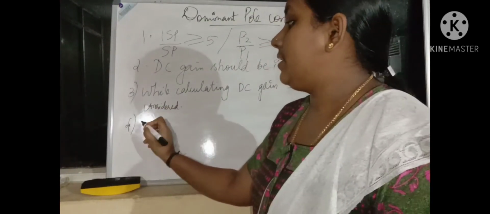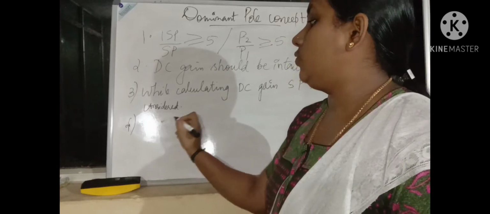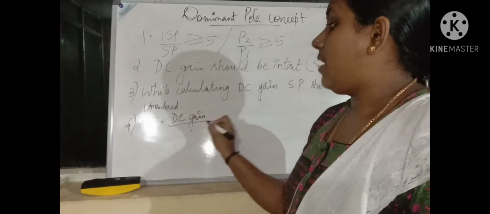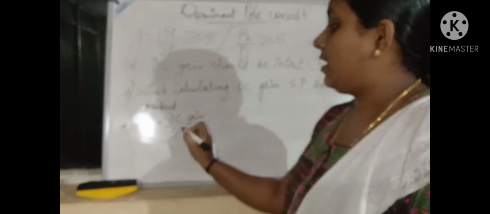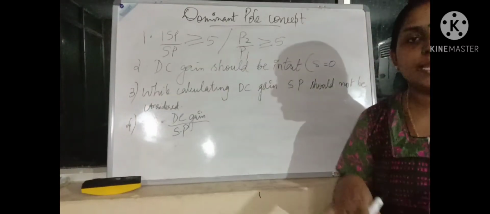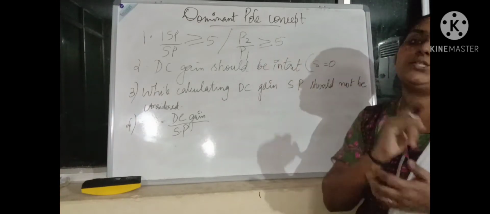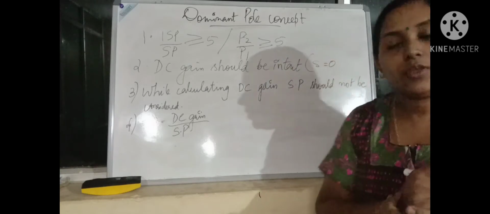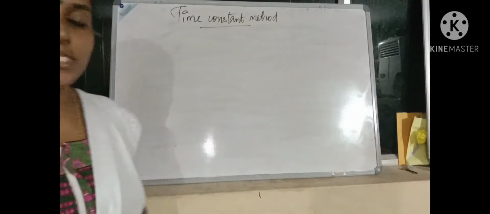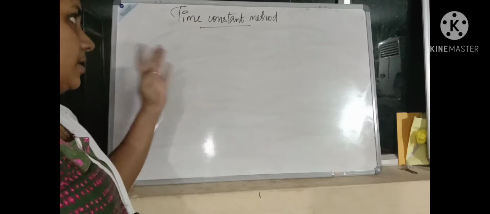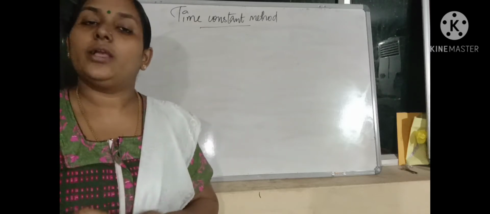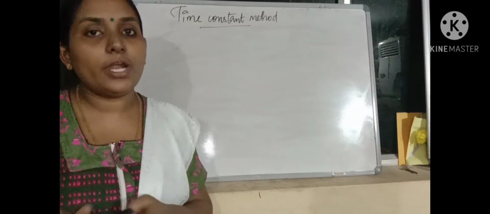And finally, the transfer function will be equal to DC gain by significant pole. Okay, all clear? These are the points to remember while doing this dominant pole concept. Okay. Next one is the time constant method. From this method also we can find out the transfer function from the given question.